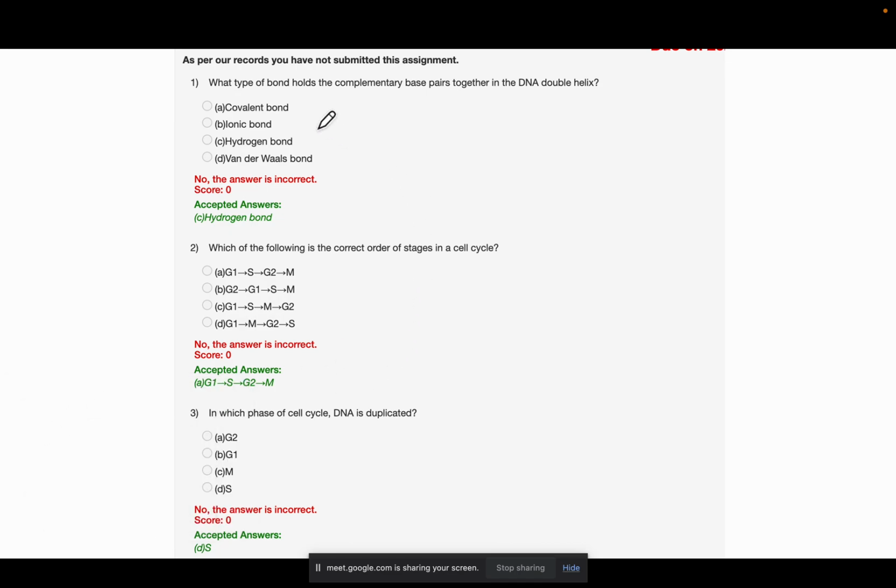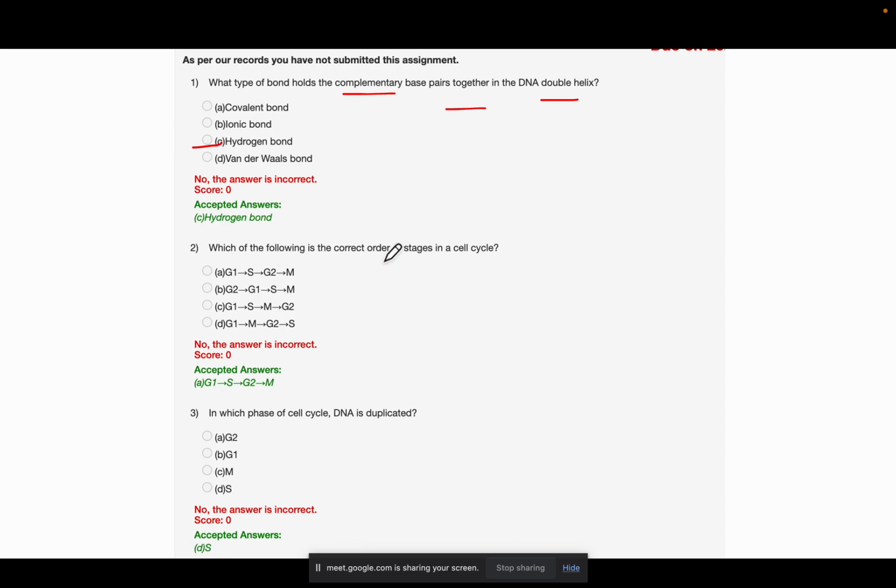The first question is, what type of bond holds the complementary base pairs together in the DNA double helix? We all know that hydrogen bonds between those base pairs are the main bond which holds the complementary base pairs together in the DNA double helix. So the answer will be hydrogen bond.